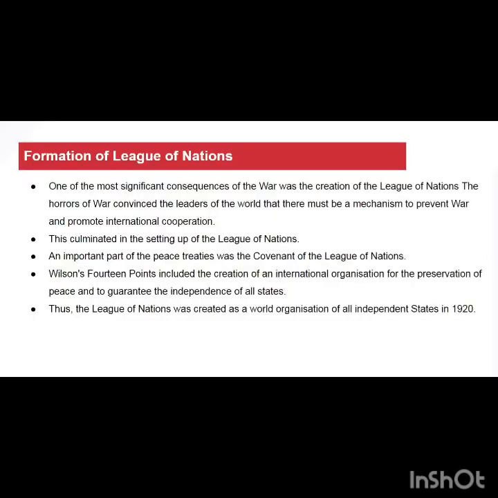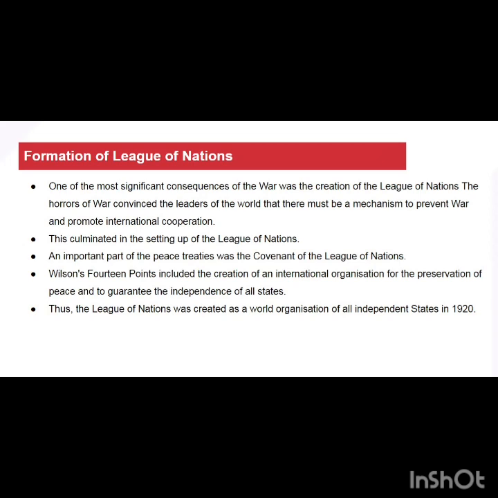After this, the next important thing is the formation of the League of Nations. The birth of the League of Nations is again considered a very important consequence of World War One. Now, why was the League of Nations formed? The leaders who were involved in World War One understood that war is not a solution. It's a very deadly thing because so many people die in it. So they thought that in future, if we want to prevent any further war, we need a mechanism, an organization that will promote international cooperation. And that finally culminated in the League of Nations.